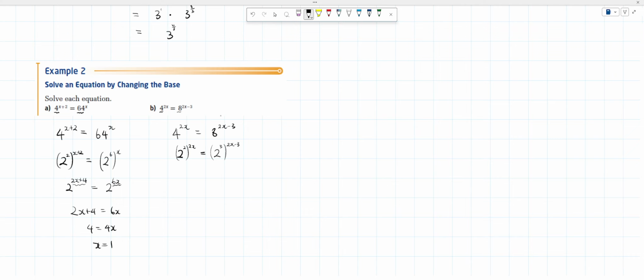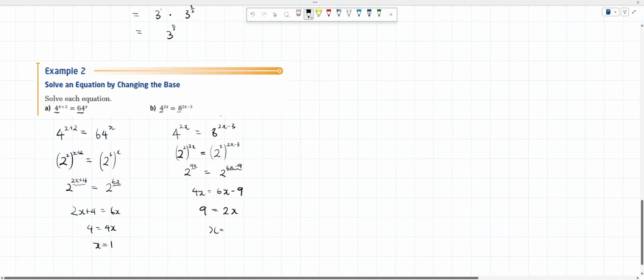For 2 to the power of 2 to the power of 2x, we multiply 2 times 2x, giving 2 to the power of 4x. 2 to the power of 3 times 2x minus 3 will be 2 to the power of 6x minus 9. Afterwards, I match the exponents. I get 4x equals 6x minus 9. Then 9 is equal to 2x, so x is equal to 9 over 2.